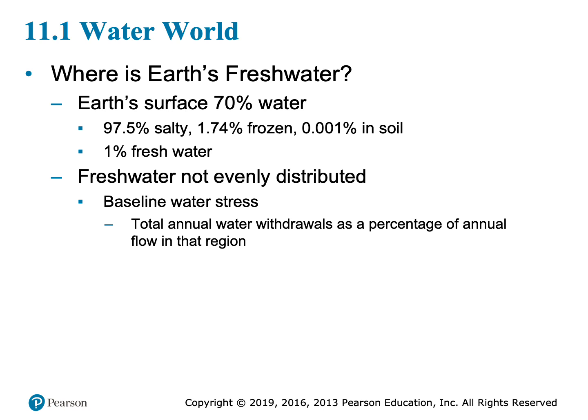Fresh water is not evenly distributed, and we call the baseline water stress a measure of the availability of fresh water relative to its demand, and it represents the total annual water withdrawals expressed as the percent of total annual flow in a region. So that's baseline water stress.